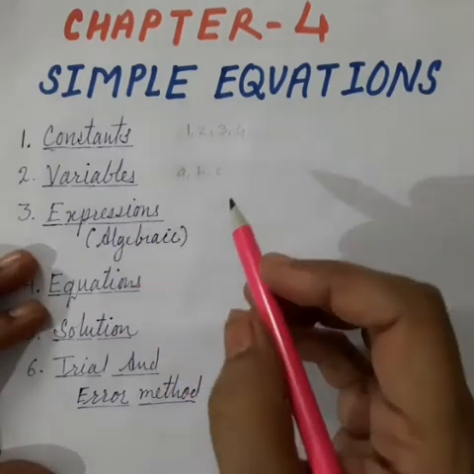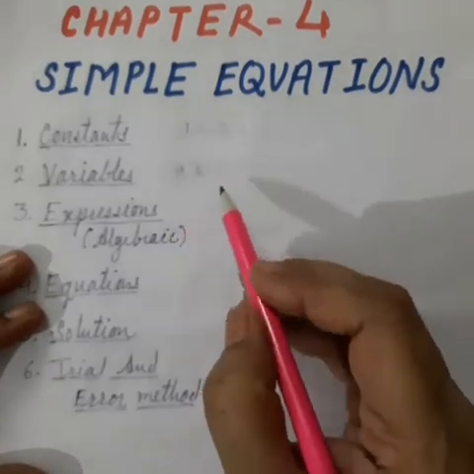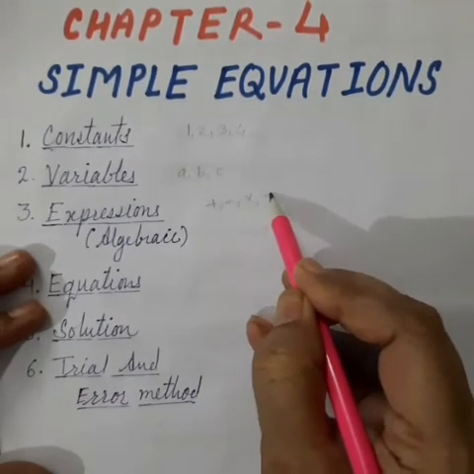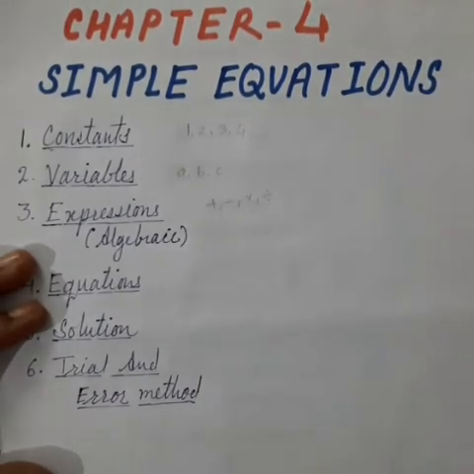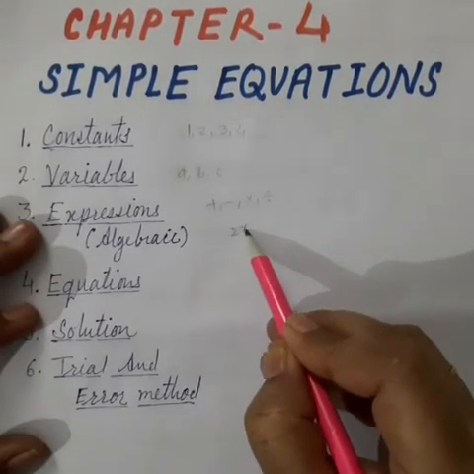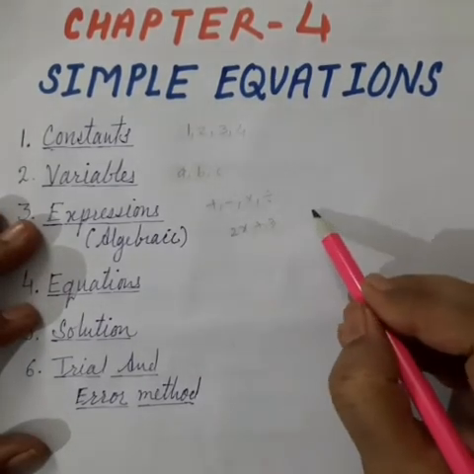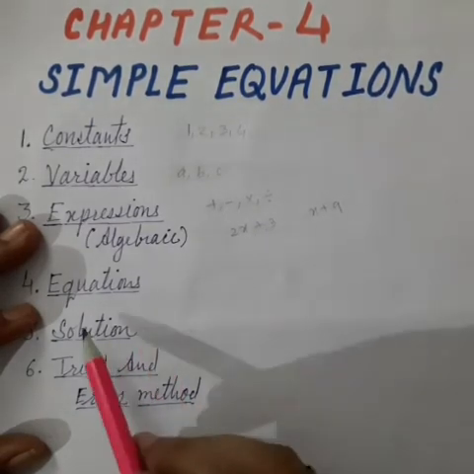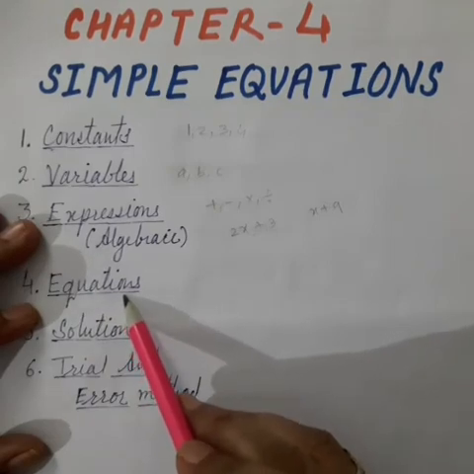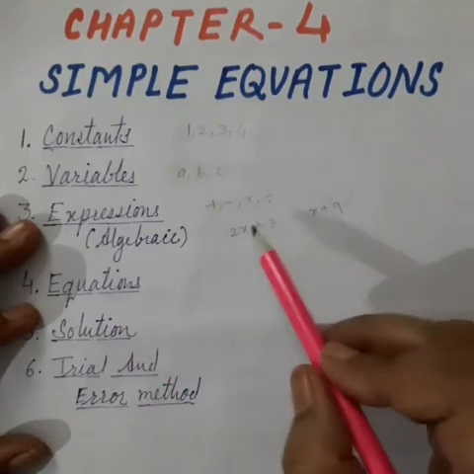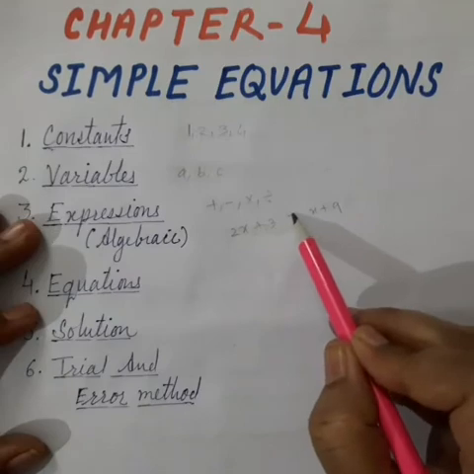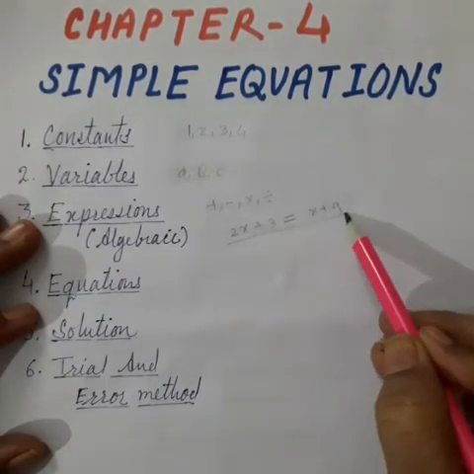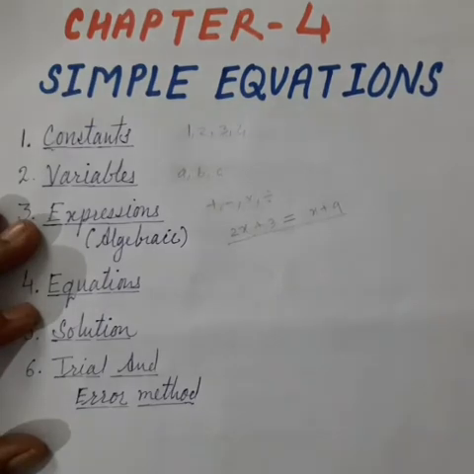Expressions, algebraic expressions. They are the combinations of constants, variables and different mathematical operations. So the combinations 2x plus 3 or x plus 9, they are the algebraic expressions. Equations, it is the statement of equality between two expressions. These are two expressions, and if equal to sign is put between these two, the statement is equation.